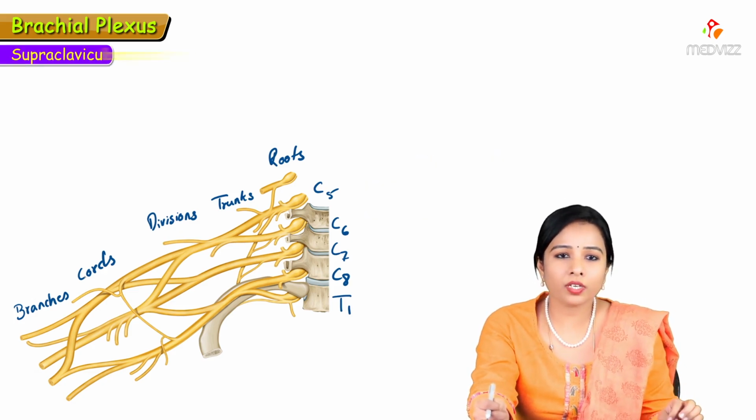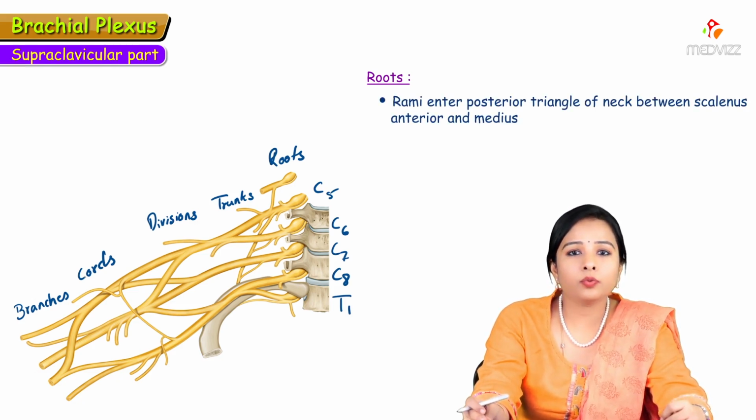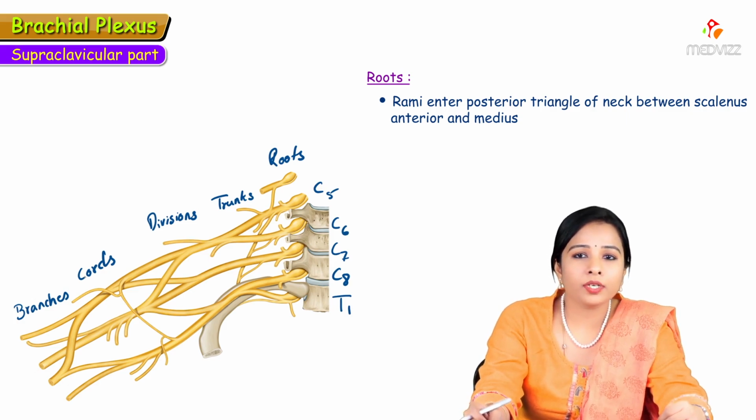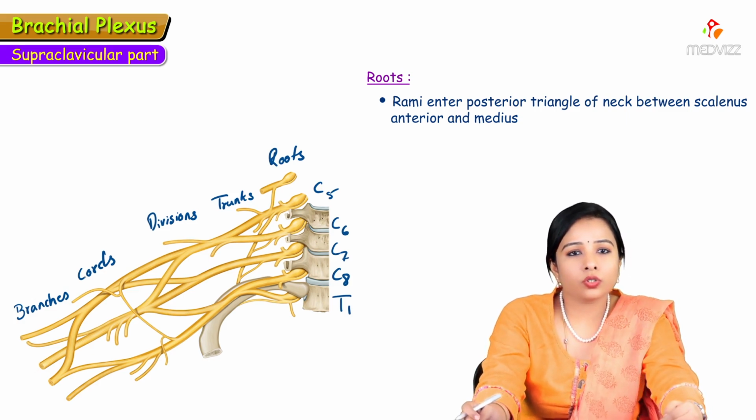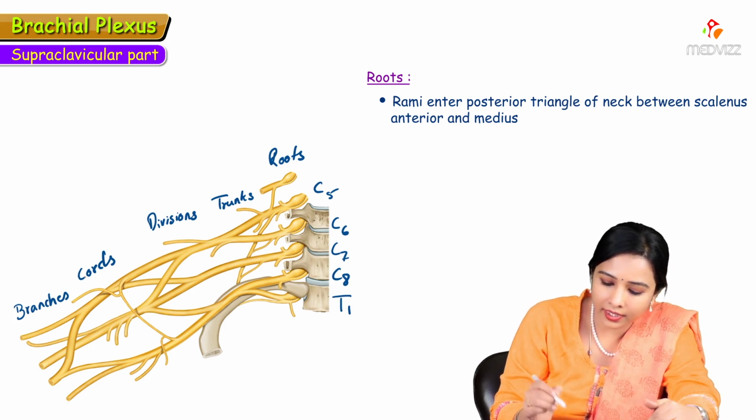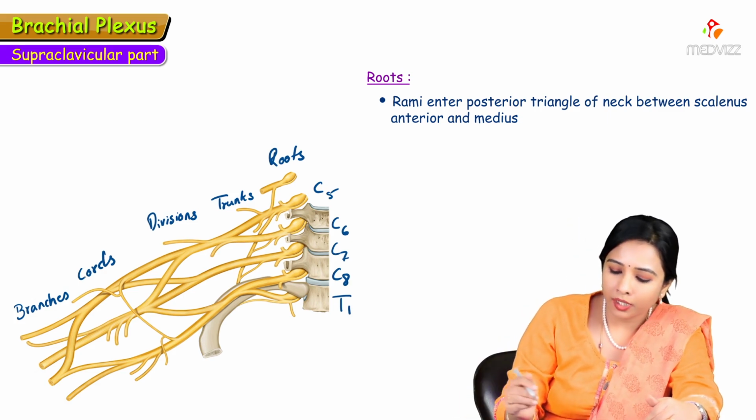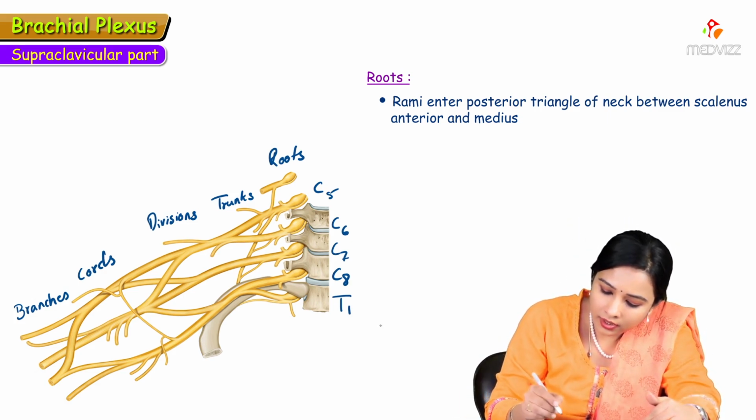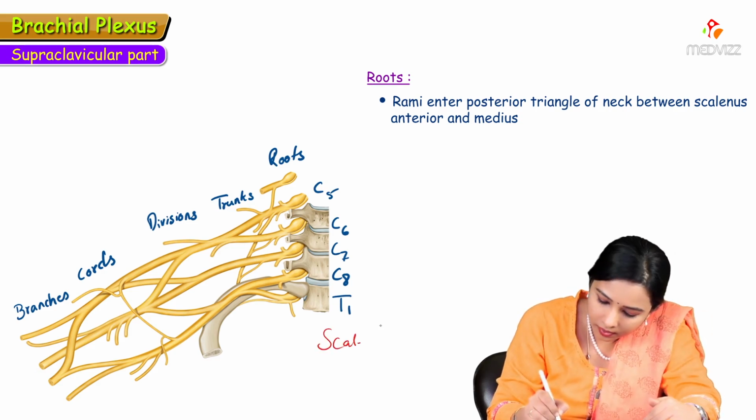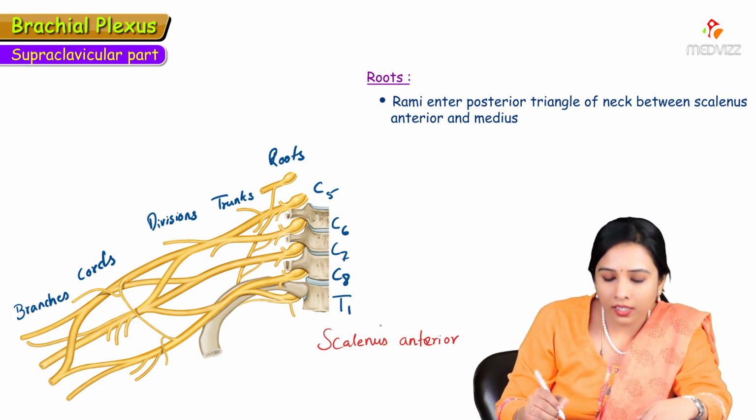So starting with the supraclavicular part, it contains the roots. The rami enter the posterior triangle of the neck between the scalenus anterior and scalenus medius muscles. So the roots will enter, that is the C5, C6, C7, C8 and T1 ventral rami. They enter the posterior triangle between two muscles, the scalenus anterior and the other is the scalenus medius.